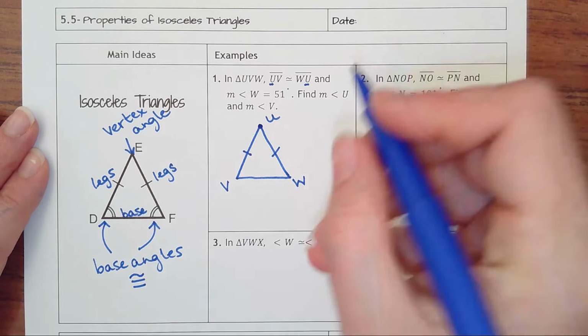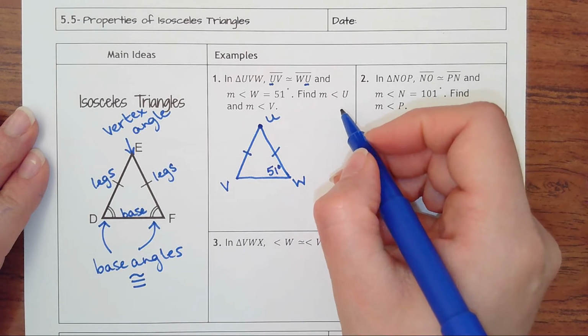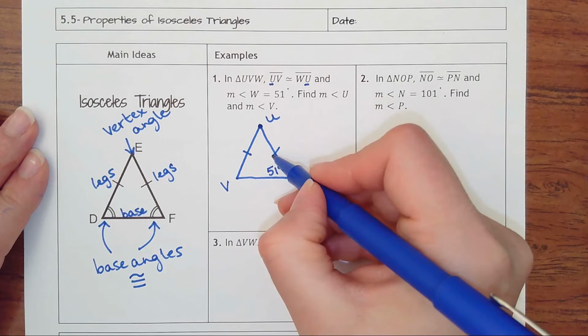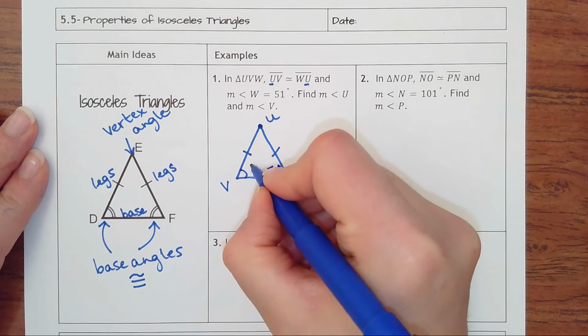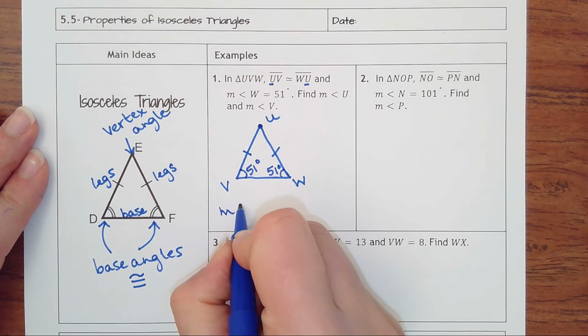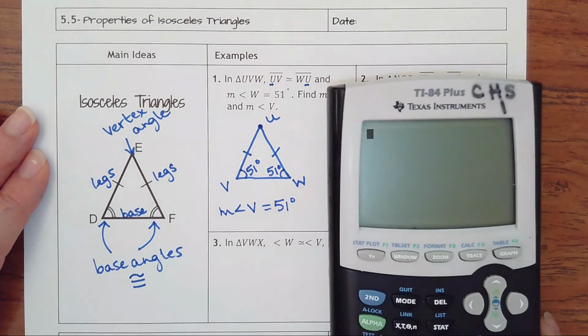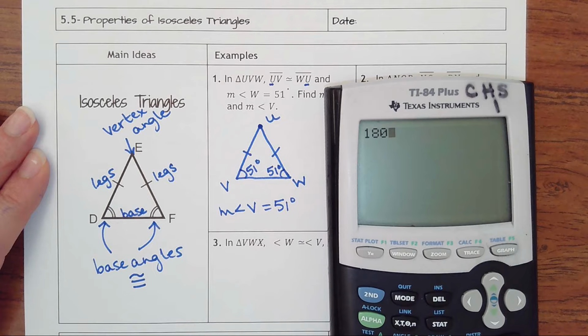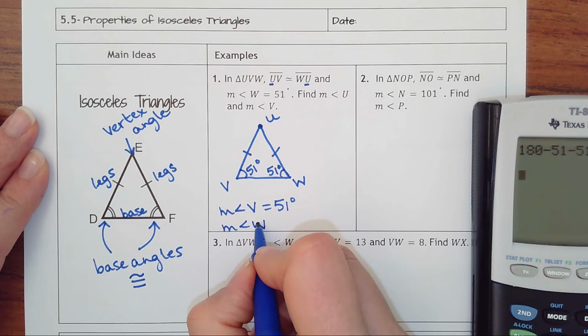The measure of angle W is 51 degrees. Find the measure of angle U and V. Okay, so if these two sides are congruent, then these two angles are congruent. So this must also be 51 degrees. So I'll put the measure of angle V equals 51. And then all I have to do is take 180 minus 51 minus 51, or minus 2 times 51, which will leave me with 78. Oh, I need U.